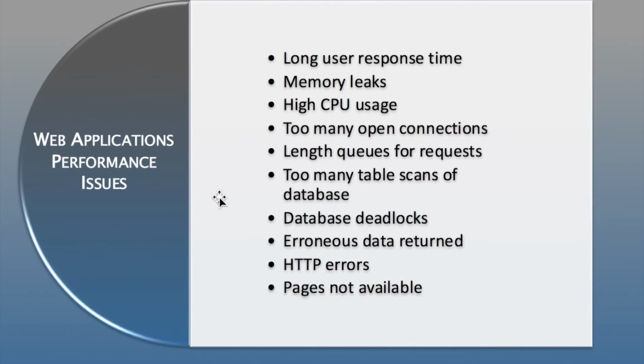Let's move on to our next slide. Let's talk about the different kinds of performance issues. First of all, I'd like to discuss web application performance issues. In real-time performance testing, you can see issues like long user response time, memory leaks, high CPU usage, too many open connections, the length of the queues for requests, too many table scans for the database, deadlocks, errors in data returned, HTTP and HTTPS errors, and pages not available.